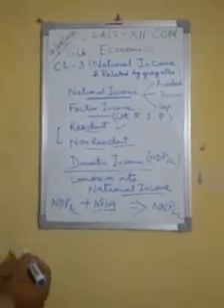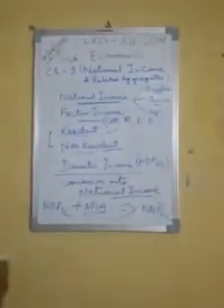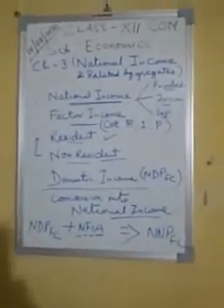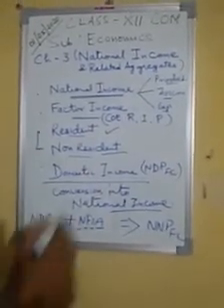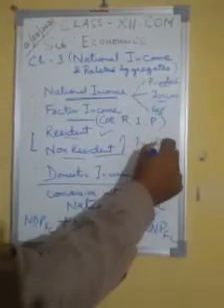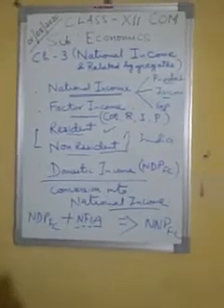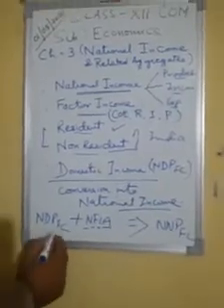So today we have discussed national income, its importance, and how it can be calculated by product, income, and expenditure method. What is factor income? Compensation of employees, rent, interest, profit. All these 4 are the heads of factor income. What is the difference between the resident and non-resident of India? And how domestic income, that is NDP at FC, can be converted into national income, that is NNP at FC, by adding NIFIA.